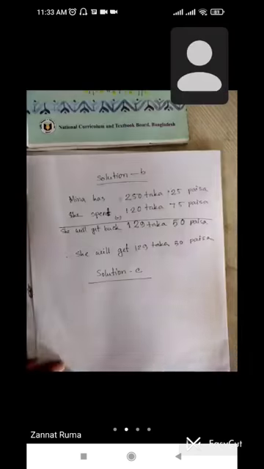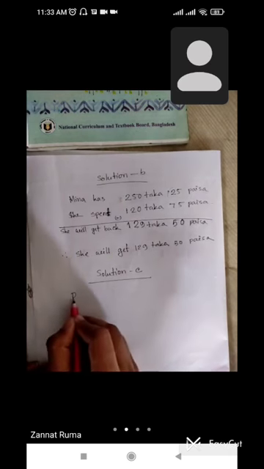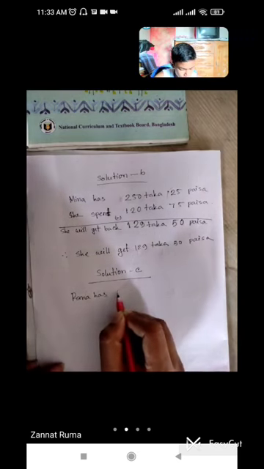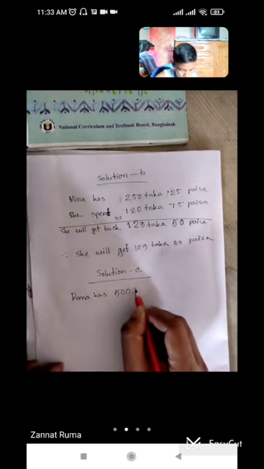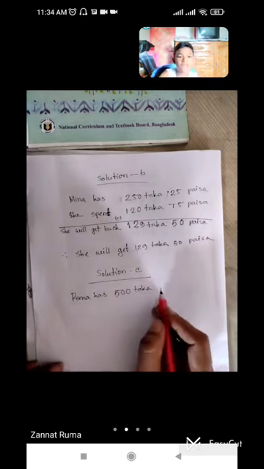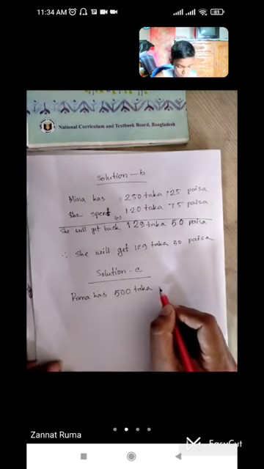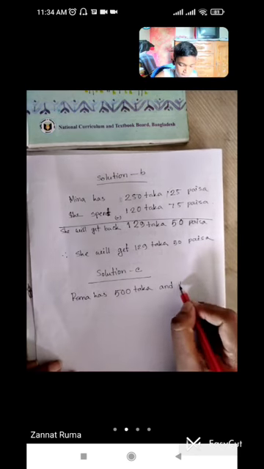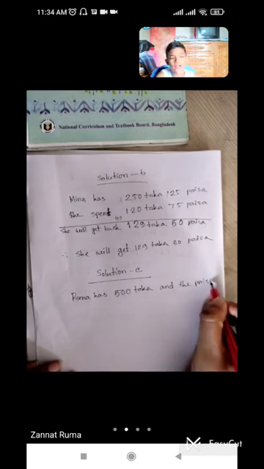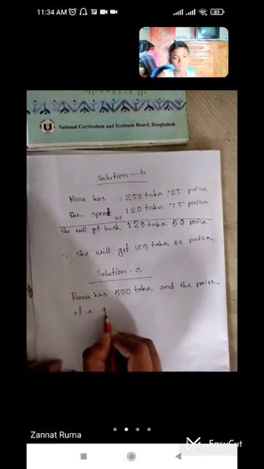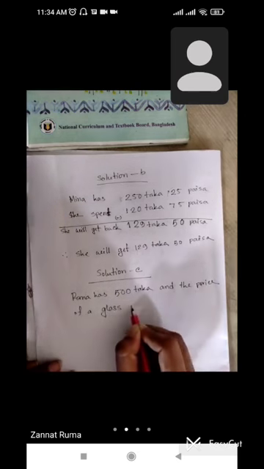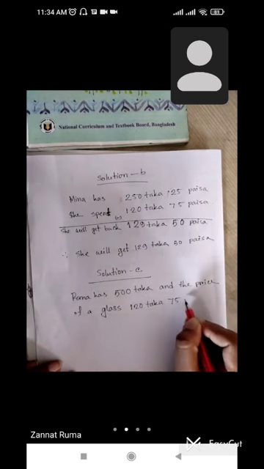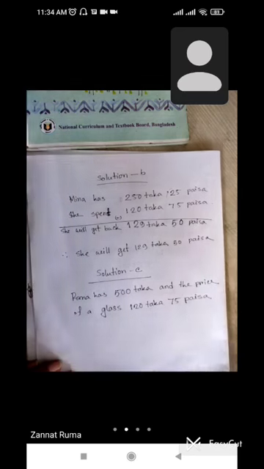Okay. Right here, Rana has how many taka? 500 taka. And the price of a glass. Can you tell me what was the price of the glass? 120 taka, Miss. 120 taka 75 paisa. Miss, 75 paisa.